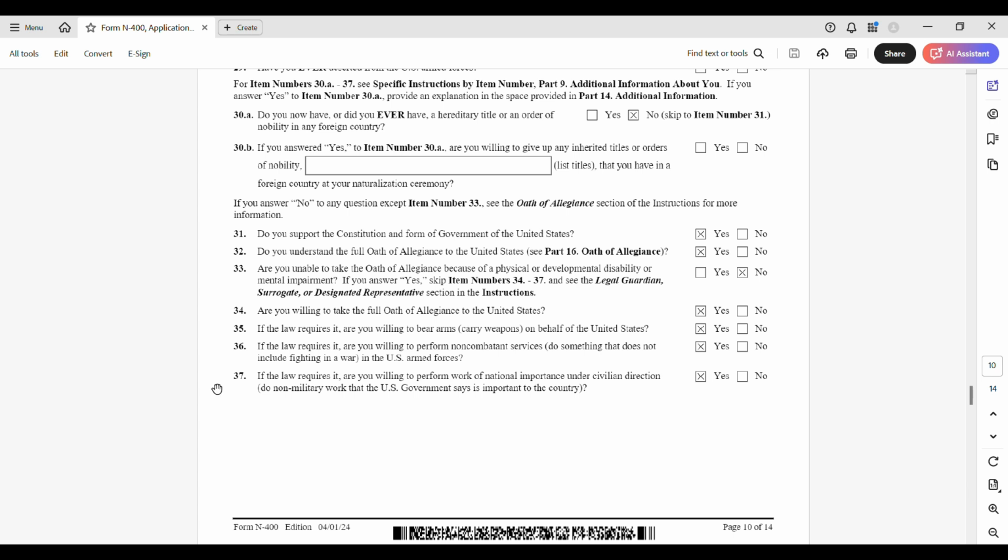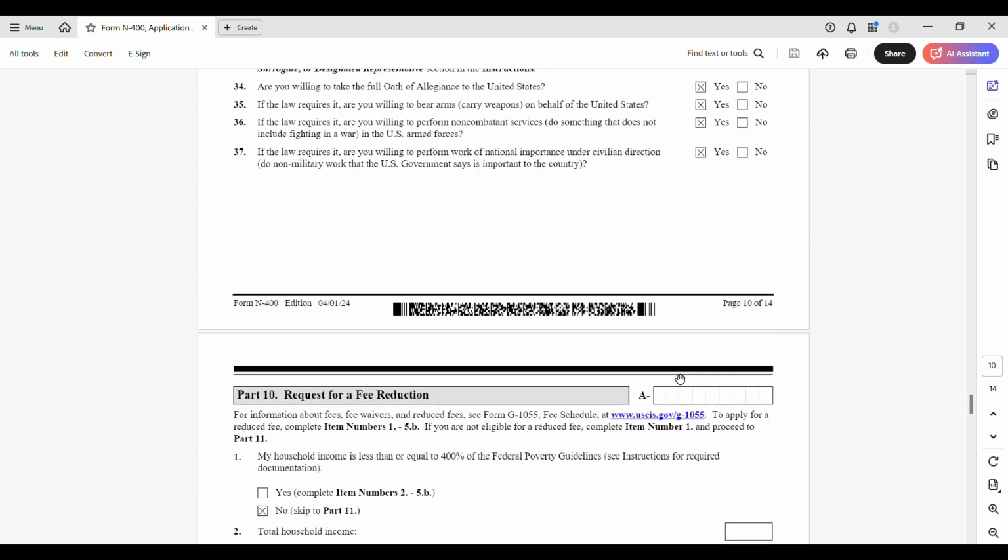37. If the law requires it, are you willing to perform work of national importance under civilian direction? That is, do non-military work that the U.S. government says is important to the country. And yes, we would want to agree to that since we are applying to become a U.S. citizen.